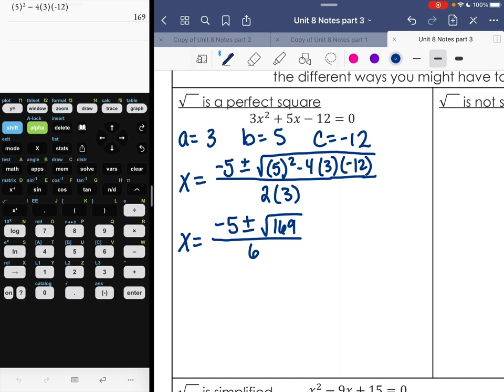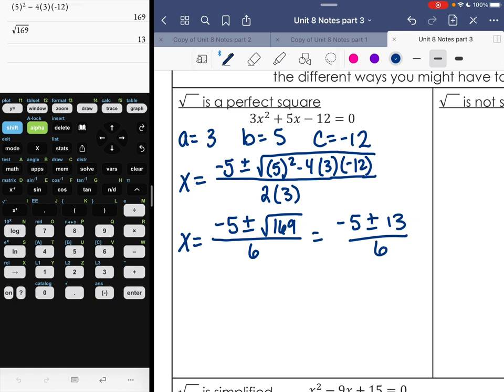Now, whenever you get this and you want to see if it is a perfect square, sometimes you're going to know just by looking that it's a perfect square. Sometimes you have to actually do the square root and see. And this one is a perfect square. So we're going to have -5 plus or minus 13 over 6. Once you take the square root, you no longer need the square root symbol. So the square root of 169 is 13. Notice there is no square root anymore. So once you use it, you lose it.